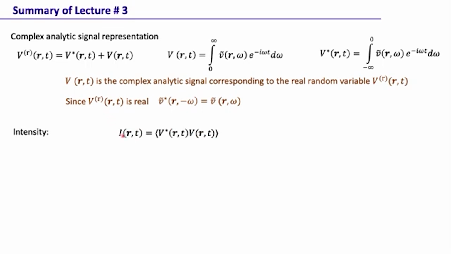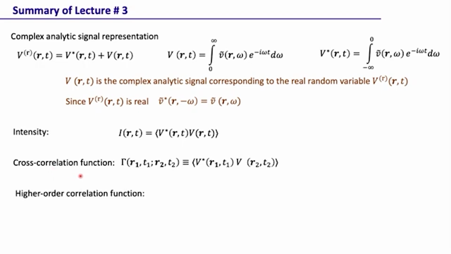Then using this complex analytic signal representation, we saw how to define intensity and other correlation functions. First of all, the intensity is defined as the ensemble average of V star V, and this ensemble average we had already discussed in the previous lecture. The cross correlation function represents the correlation between fields at point R1, T1 and at point R2, T2. It quantifies the correlation between the fields at these two space-time points, and again we take the ensemble average of the quantity V star V, and that gives us the cross correlation function. We'll see this in more detail today.